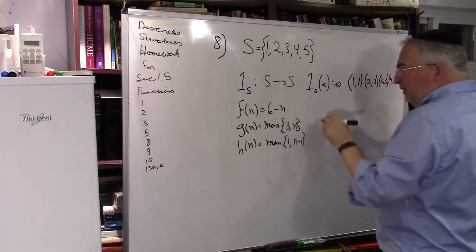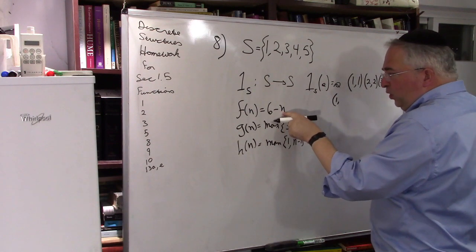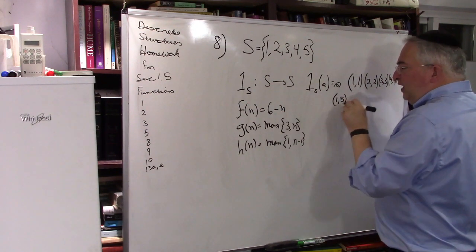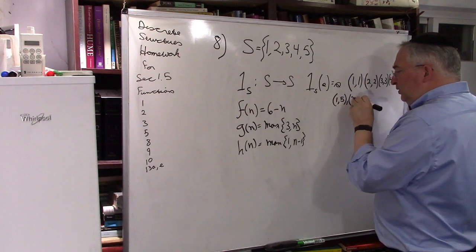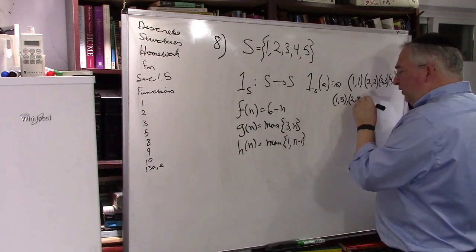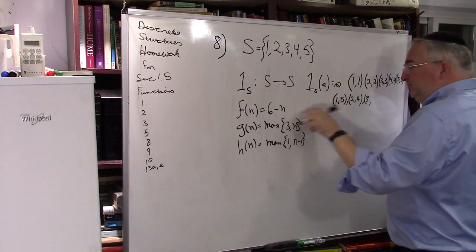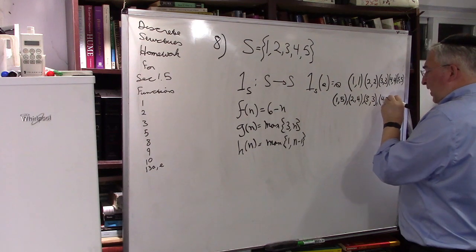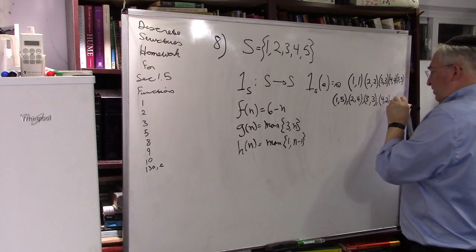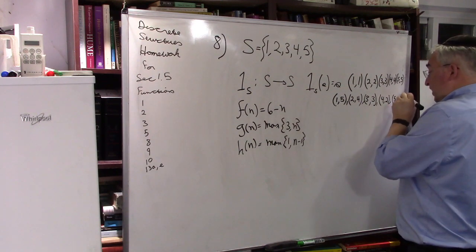Great, let's do this one. Here, if I input a 1, 6 minus 1 is 5. If I input a 2, 6 minus 2 is 4. If I input a 3, 6 minus 3 is 3. If I input a 4, I output a 2. And if I input a 5, 6 minus 5, I output a 1.